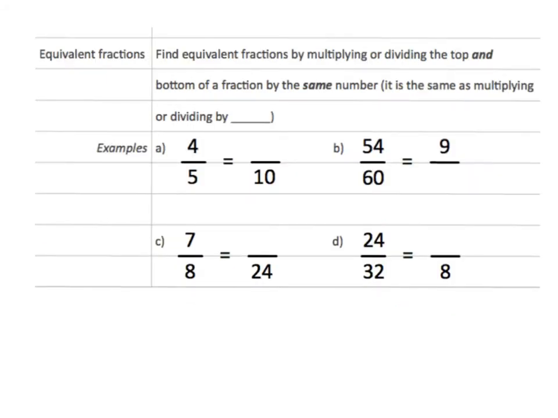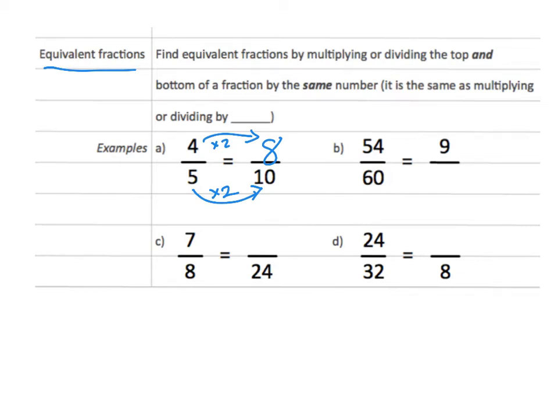So to find equivalent fractions, this is the first thing we're going to do. This is what the movie that we watched last week was about. Finding equivalent fractions by multiplying or dividing the top and bottom of a fraction by the same number. So we're going to take this one. What did we do to 5 to get the 10? We multiplied it by 2. So 4 times 2 gives us 8. 4/5 is the same as 8/10.